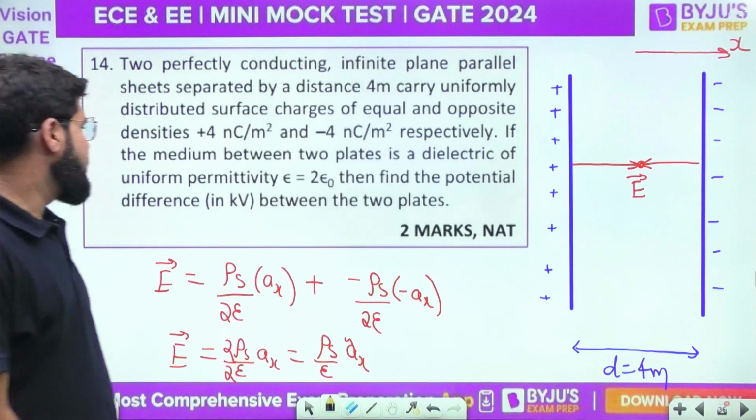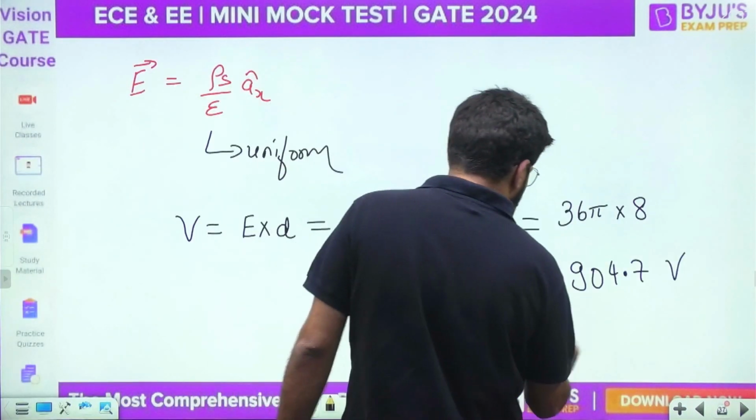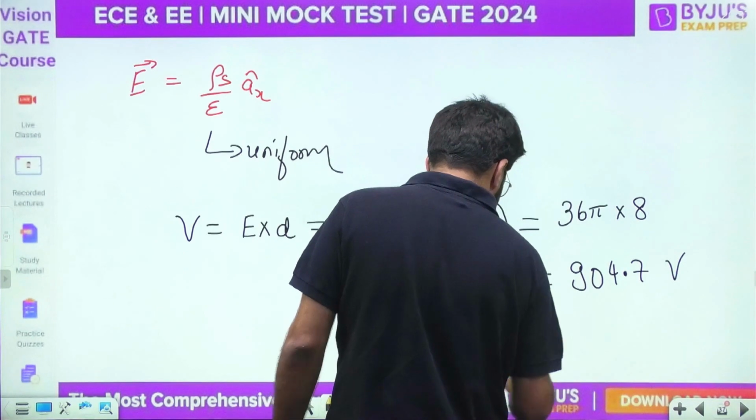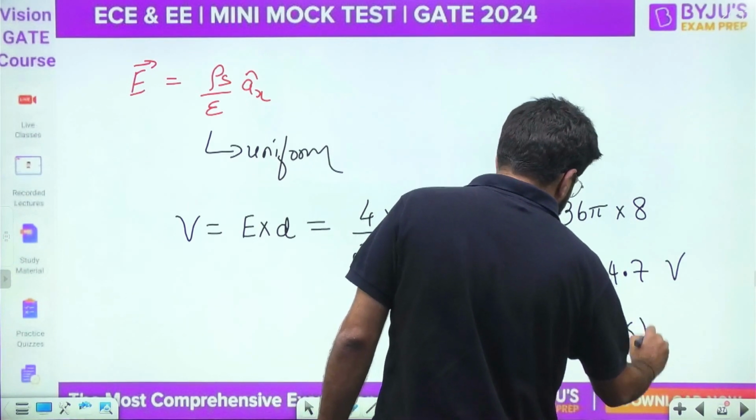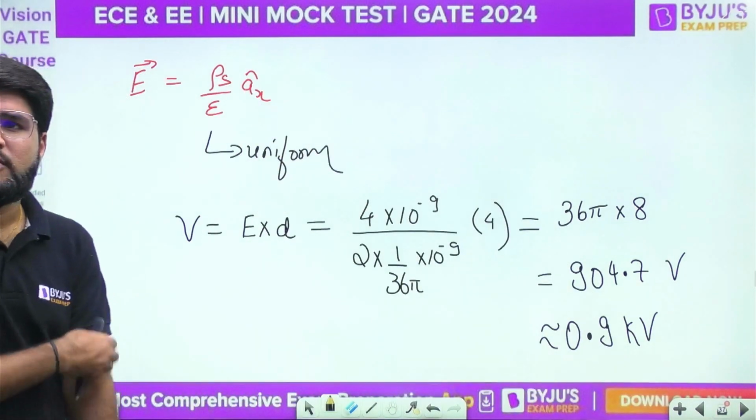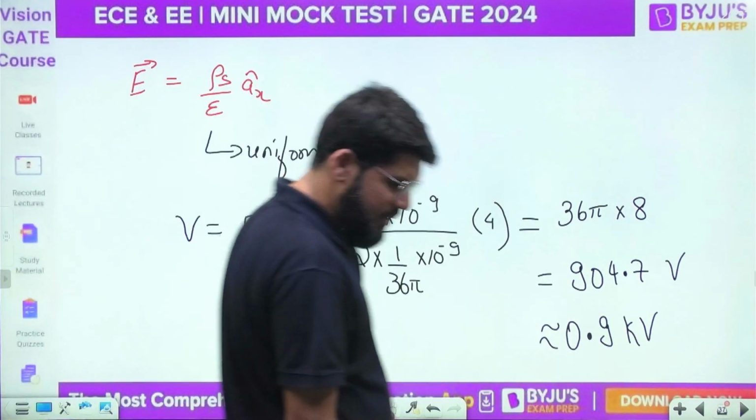The potential between them in kV, let's take it in kV. So this is approximately 0.9 kV, divided by 1000, into 10 power 3. So approximately 0.9 kV. Done?